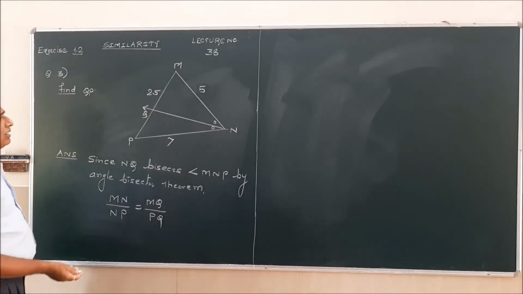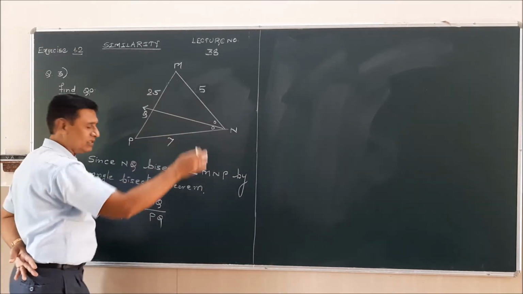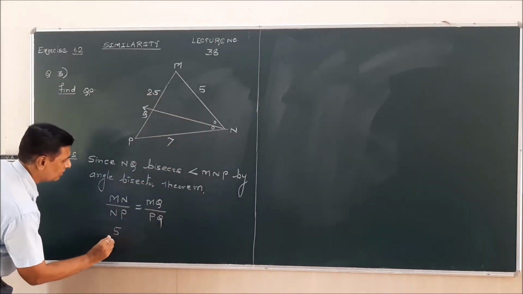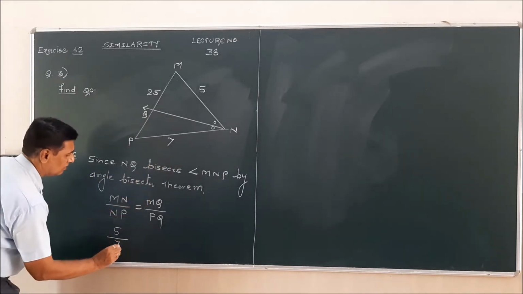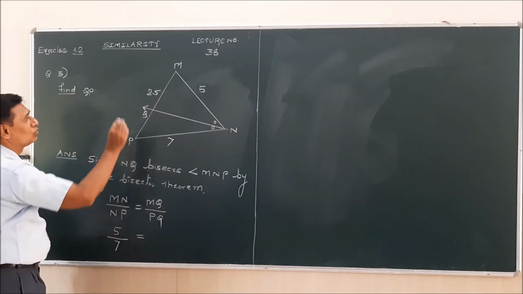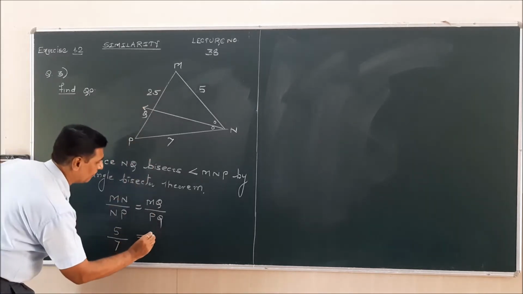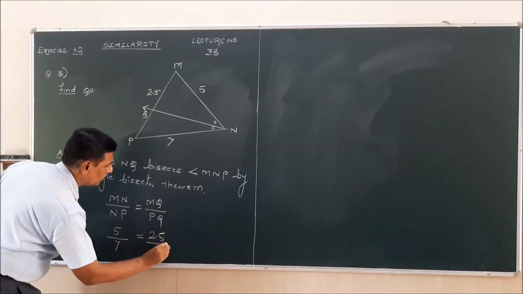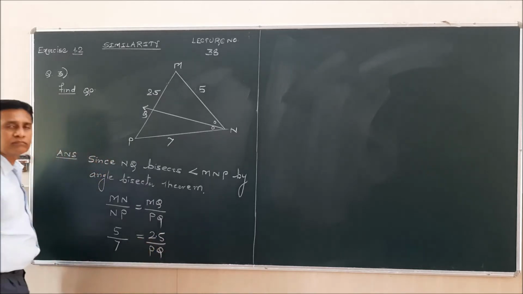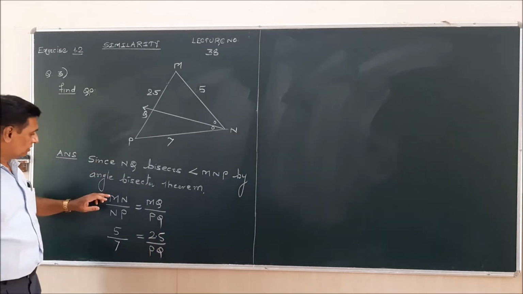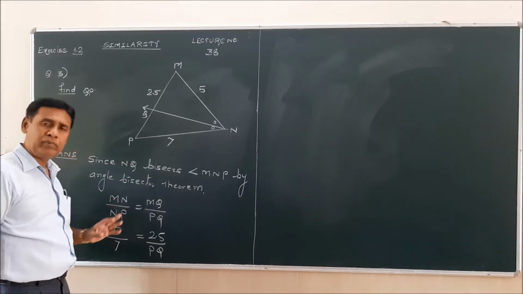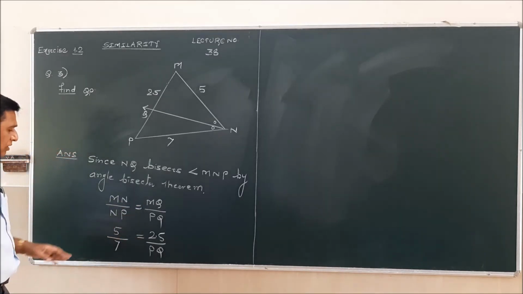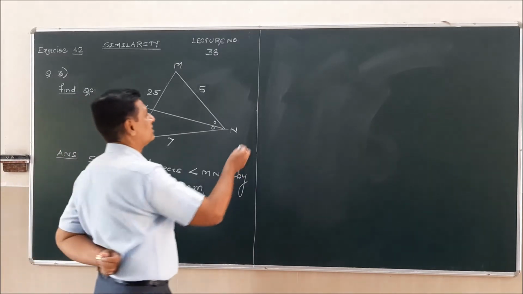Let's substitute the value. MN is 5, while that of NP is 7. That is equal to NQ is 2.5 upon PQ. I substitute the value of MN is 5, NP is 7, NQ is 2.5, PQ. Now I am going to find out PQ. I will transfer PQ to the left side.